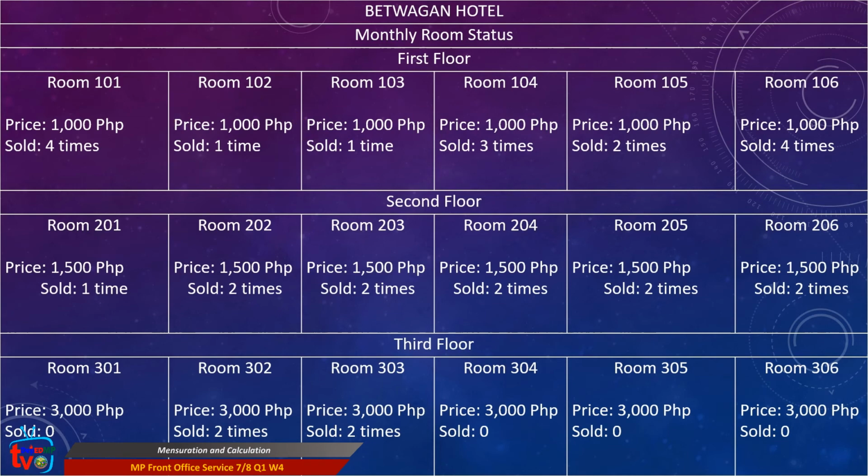Let us move to the second floor. Room 201, which rates 1,500 pesos, was sold once. And room 202, which rates the same, was sold twice. On the third floor, room 302, which rates 3,000 pesos, was sold twice, and same as room 303. Let us use this presented table in computing for the total room sales of Butuagan Hotel.